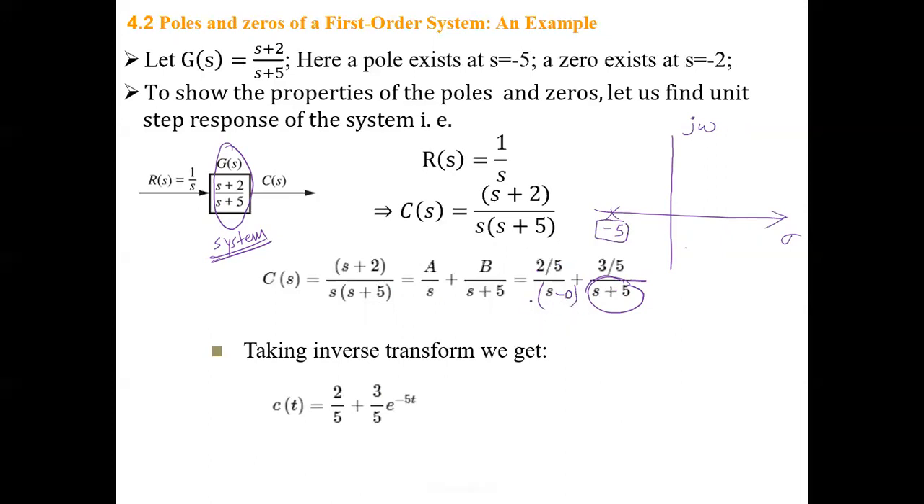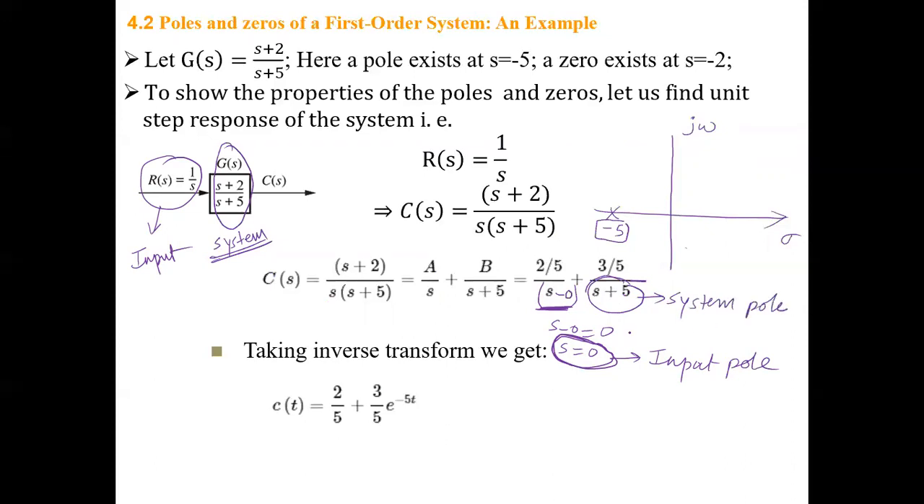Then similarly, where does this come from? If you equate S minus 0 equals 0, what do you get? S equals 0. This is also a pole. Where did this pole come from? This pole came from the input, not from the system. So I will call this the input pole, and I call this the system pole. There are two poles now. System pole is right here. Input pole is right here.